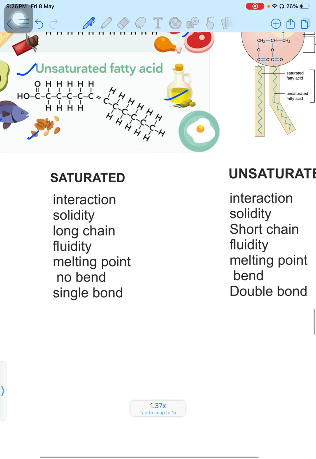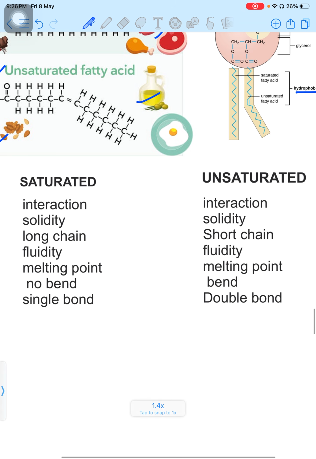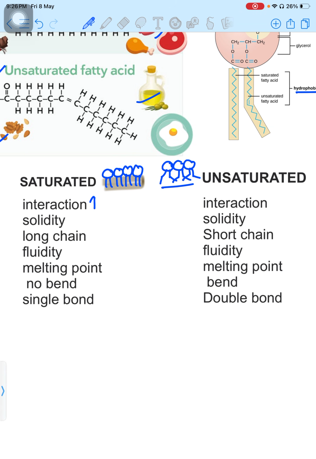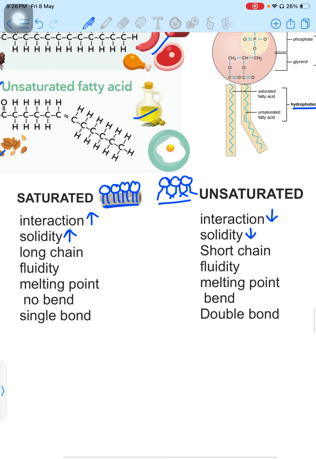When we compare them, the saturated fatty acid structure looks like this. The bends are not present, they are completely in the straight form, and the unsaturated fatty acid has slight bends. You can compare easily. The interaction is high in the saturated and low in the unsaturated form. So high interaction is present in the saturated, low interaction is present in the unsaturated, and solidity is high in them. You can say that the closeness is completely high in them, so the solidity is also high, and less solidity is present in the unsaturated because the closeness is not complete like this.